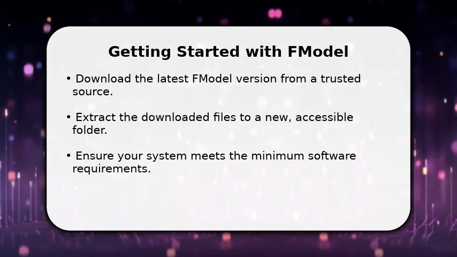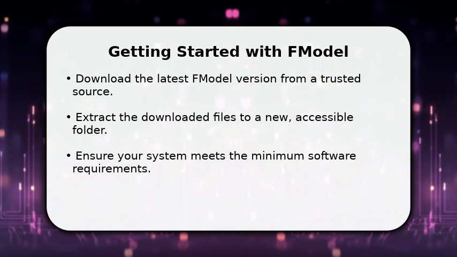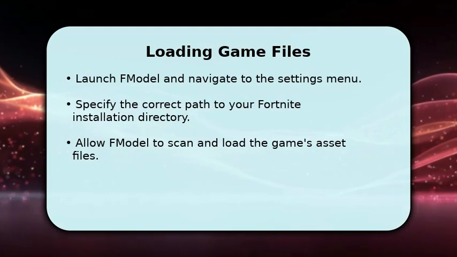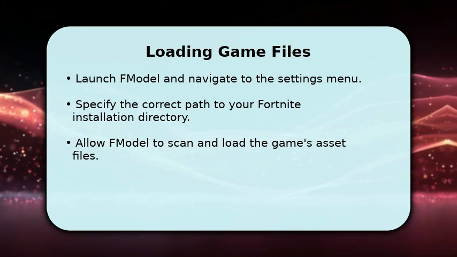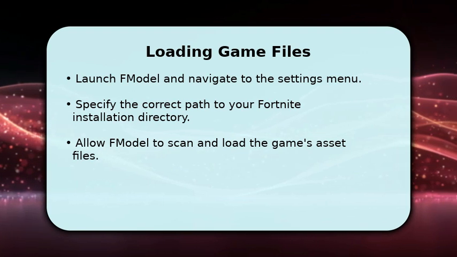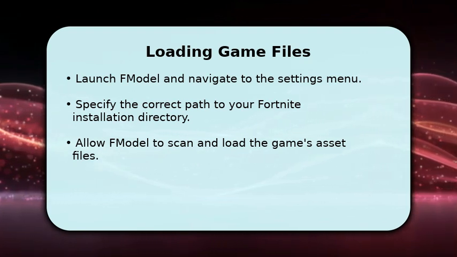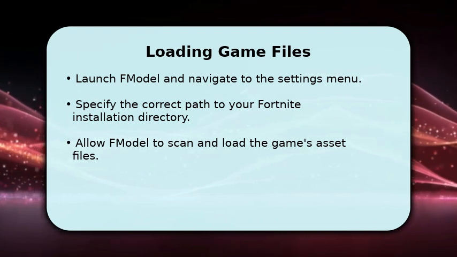Make sure your system has the necessary dependencies installed for smooth operation. Next, open the FModel application. You will need to direct it to your Fortnite game files. Navigate to the Settings or Configuration menu within FModel. Locate the option to set the game path and input the exact location of your Fortnite installation folder.